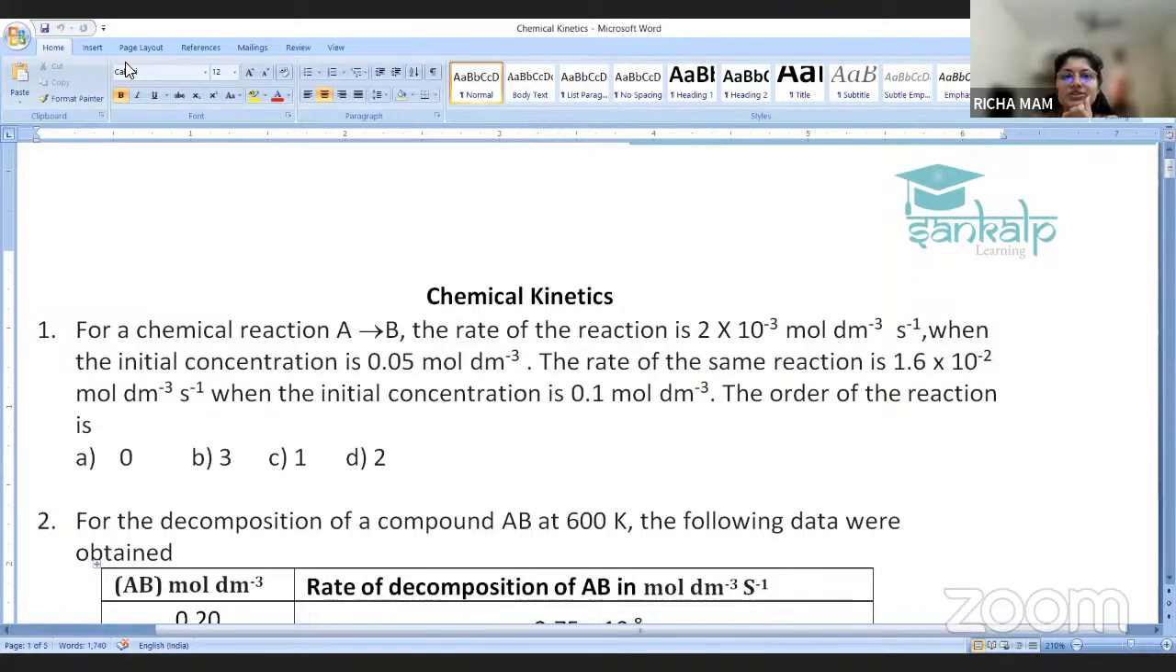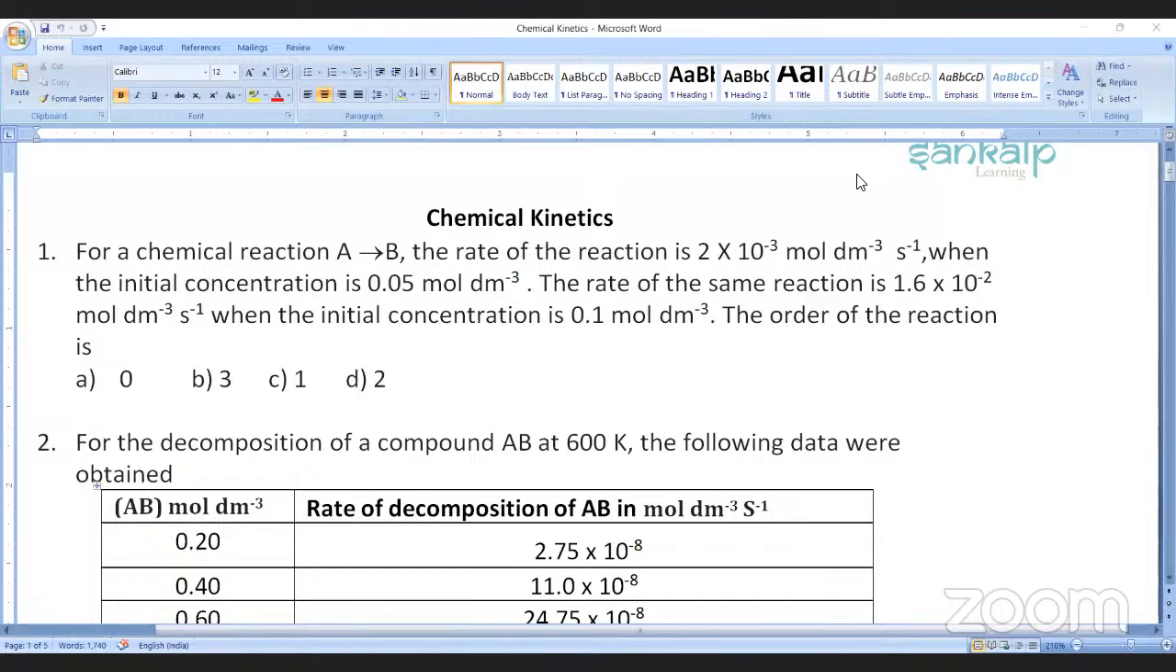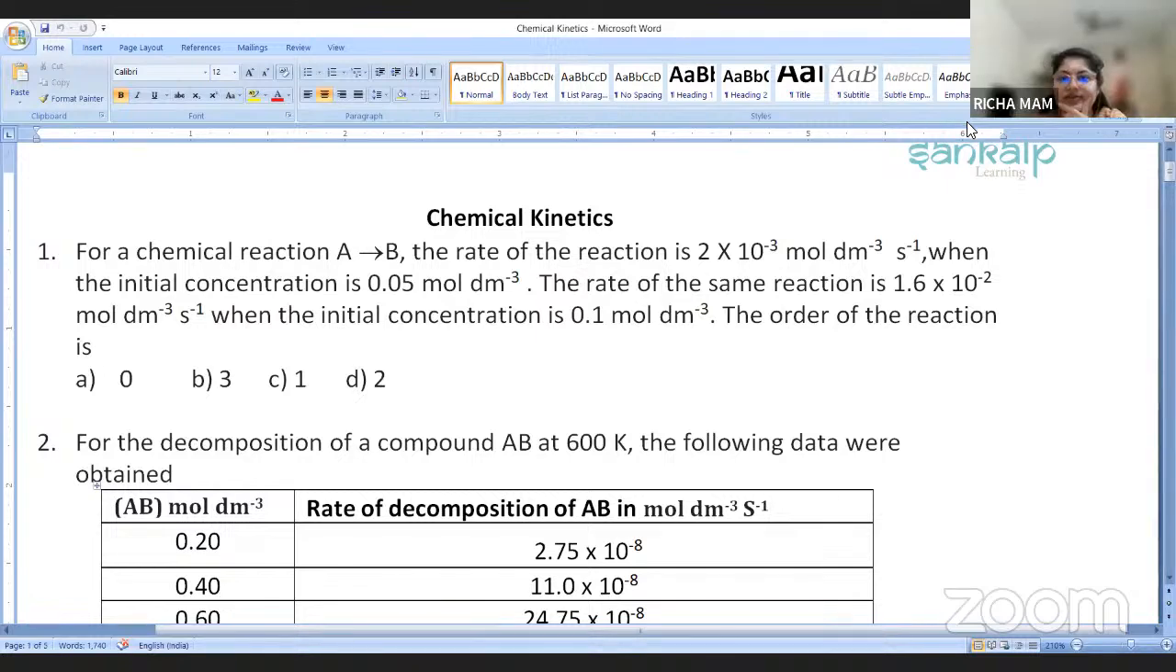For the decomposition of a compound AB at 600 Kelvin, the following data were obtained. So this is the following data which were obtained when the compound AB decomposed. You can see the data.